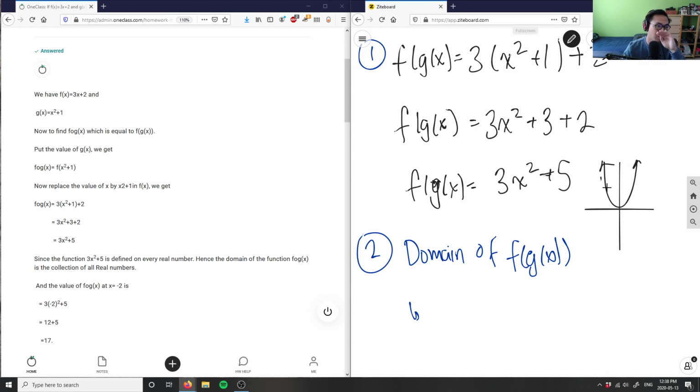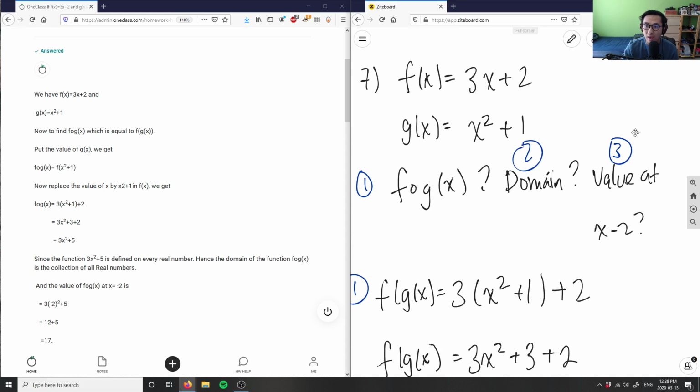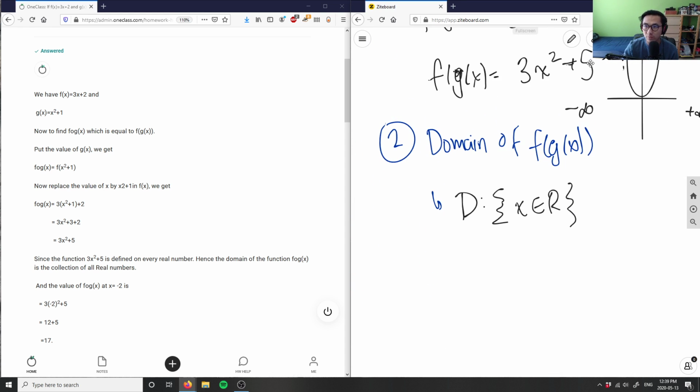But either way, we care about the domain of the parabola, right? The domain of this function is x belongs to a set of real numbers. And why does it belong to a set of real numbers? Well, I don't have any limitations to my x, right? If I go all the way to negative infinity and to positive infinity, I still have a y value. It's still defined for 3x squared plus 5. So the domain of this function is simply x belongs to a set of real numbers, and there are no restrictions to this domain. And I want to find the value at -2, right? So I want to find the value at -2.